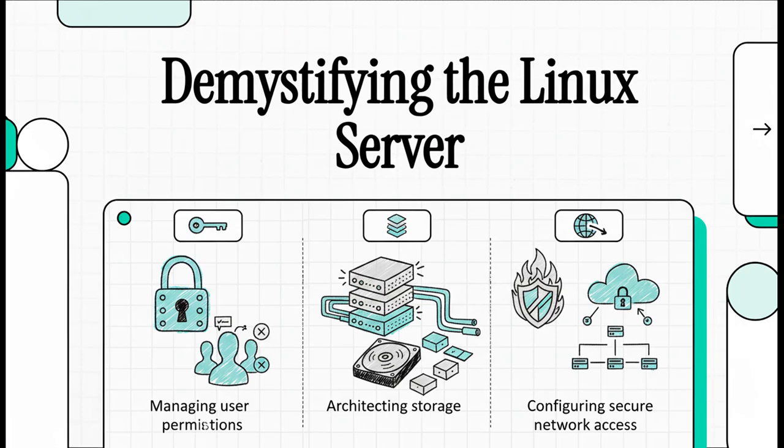Welcome. In this explainer, we are going to pull back the curtain and demystify the Linux server. We're going to break down the three absolute core pillars of server management: users and permissions, storage, and networking. These are the skills that literally power the internet, and by the end of this, you're going to have a fantastic grasp of how it all really works.